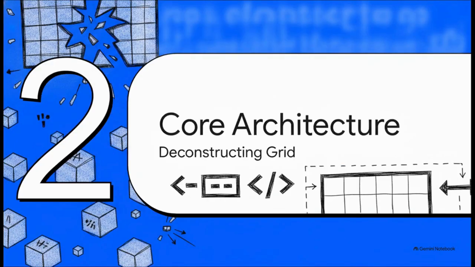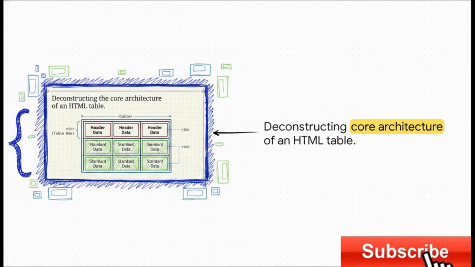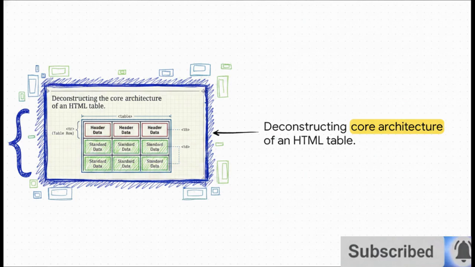Moving on to part 2, core architecture and tags, deconstructing the grid. Now, notice how this hierarchy maps out visually here. It all starts with that big, blue outer boundary, right? That's the main table container itself. From there, it systematically slices that container into distinct horizontal rows and then chops those down further into the individual green data cells. It's actually elegantly simple when you look at it like this. It's literally just a box inside another box.